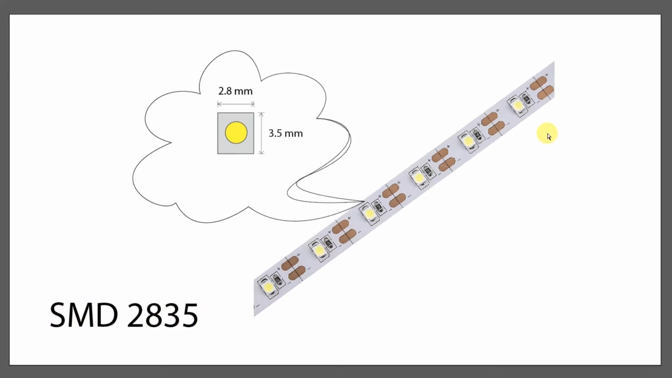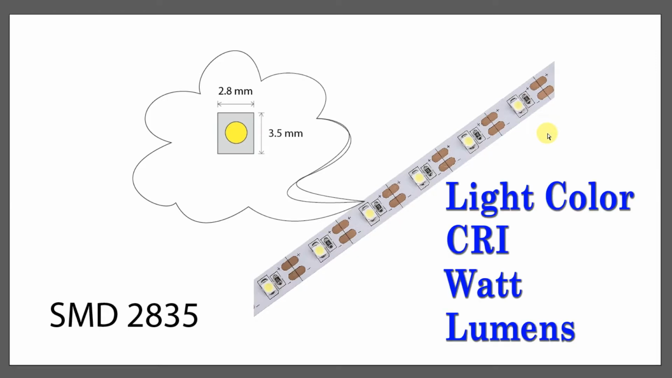The four main properties of your LED lights fully depend on your LED strips. These four properties are light color, color rendering index, watt, and lumen. Light color and color rendering index are the basic parameters of the LED chip. Before ordering or buying LED lights, you should check these parameters by yourself.